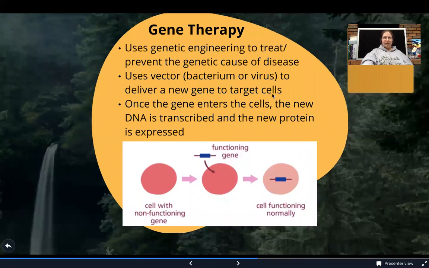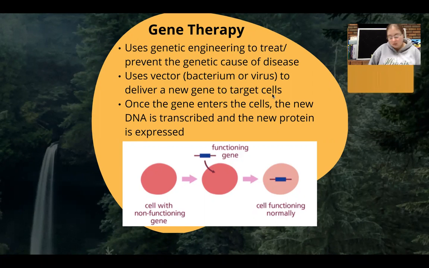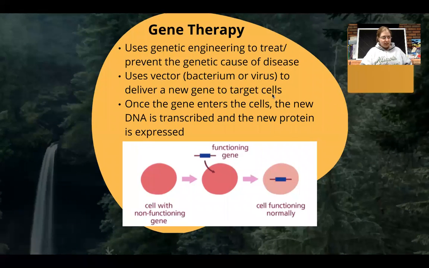And gene therapy. So we can use genetic engineering to help us treat or even prevent the genetic causes of diseases. Once again, we're going to need some kind of vector, whether this time it's again a bacteria or maybe even a virus. The point of this is to deliver a new gene to a target cell. So, for instance, in certain cases of hemophilia, the blood doesn't clot properly, which leads to the possibility of bleeding to death due to even small cuts.